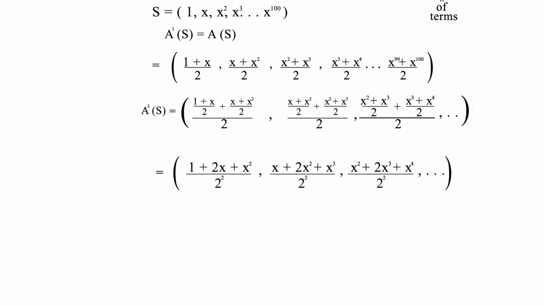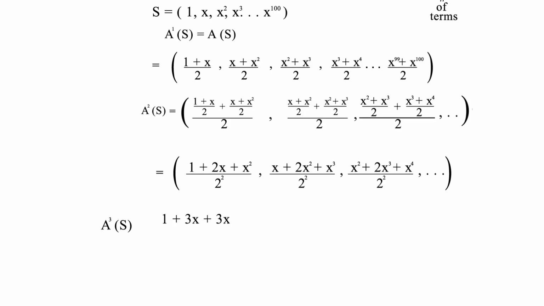Oh, forgot the 2 there. So that's all over 2 squared, and this kind of keeps on going, dot, dot, dot. All right, now I'm ready for A3. So here we go in a very similar way. The first one plus the second one. So that's going to be 1. I'll just simplify it immediately.